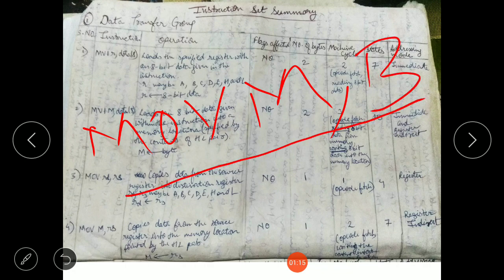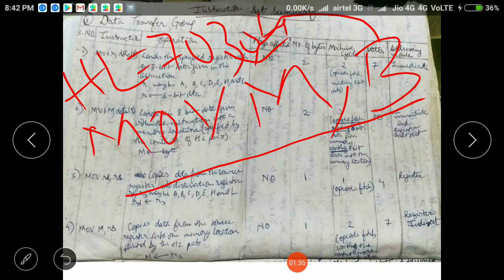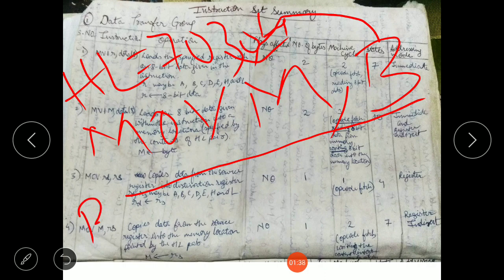So what does this instruction do? It will copy the content of register B into the memory location which is specified by the content of the HL register pair. Before the execution of this instruction, let us suppose the content of register B is 40H and the content of the HL register pair is 7030H.